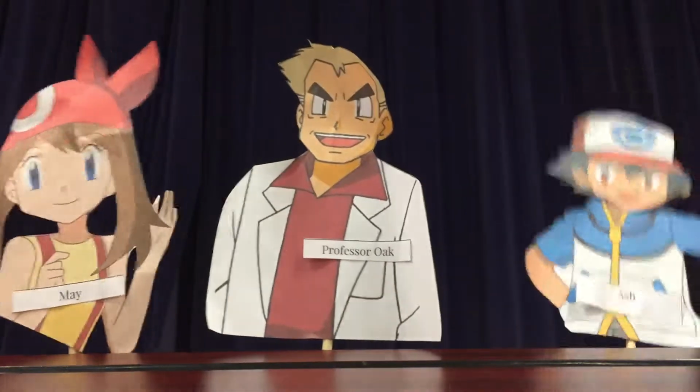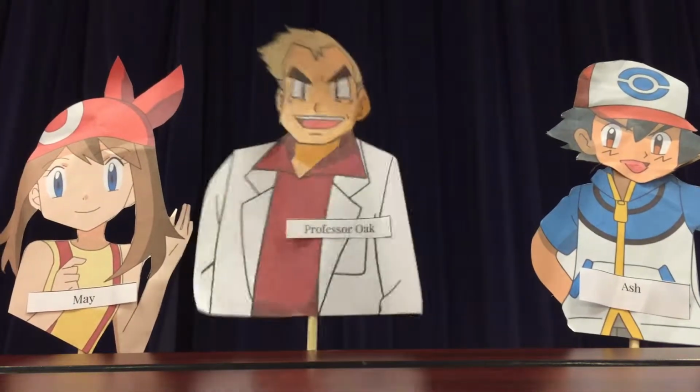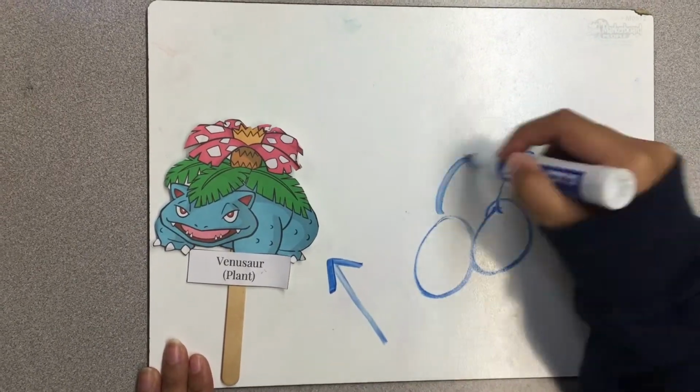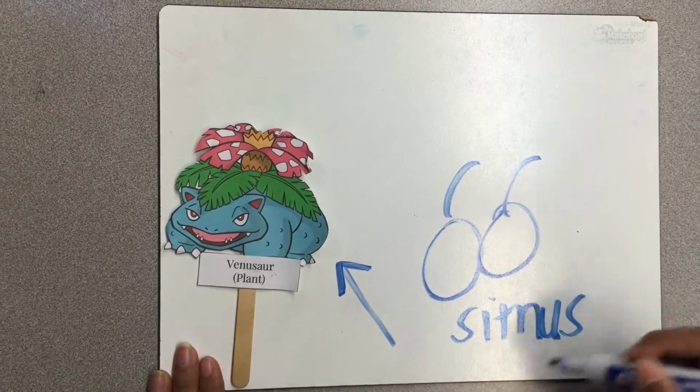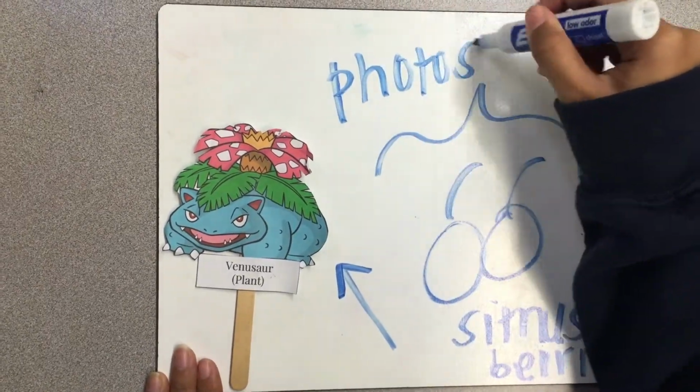Hello, Professor. Can you please help me understand what photosynthesis is? Why, of course. First off, Pokemon like Venusaur have the ability to make food on their own. They do not need to rely on Pokemon food nor citrus berries. This ability is also known as photosynthesis.